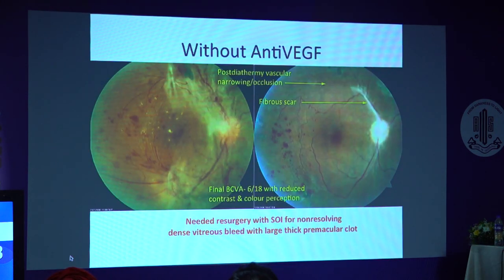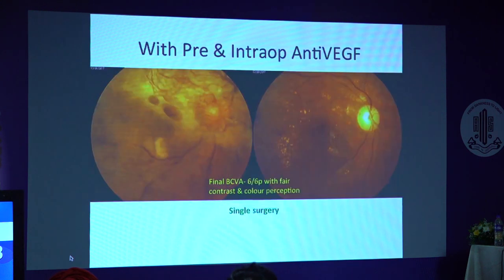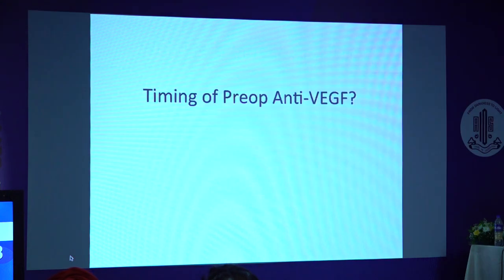So this is a case without pre-op anti-VEGF, and we can see excessive diathermy has led to numerous vascular occlusions and fibrous scarring, whereas this case with pre-op anti-VEGF has a clean retina and without significant vascular compromise.